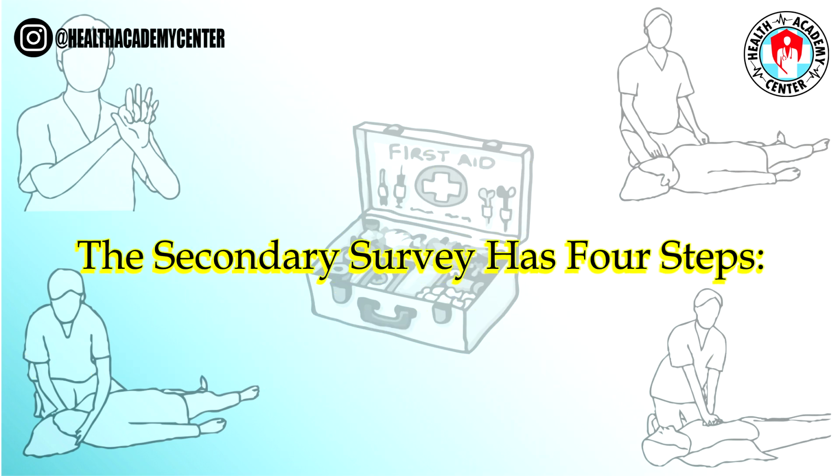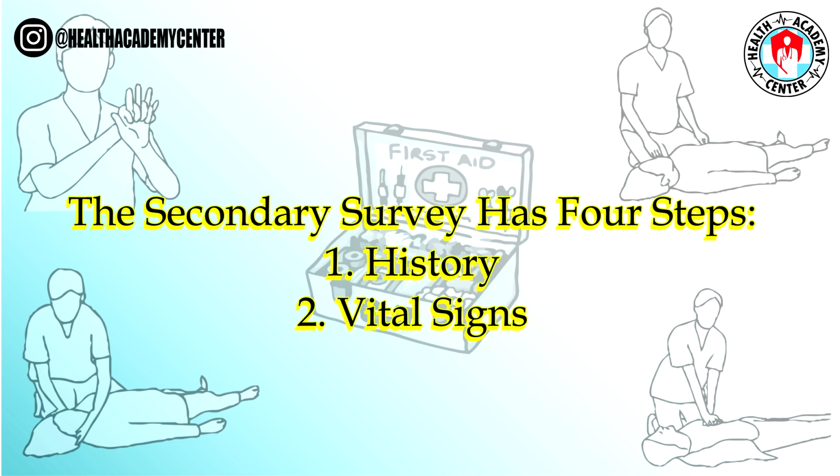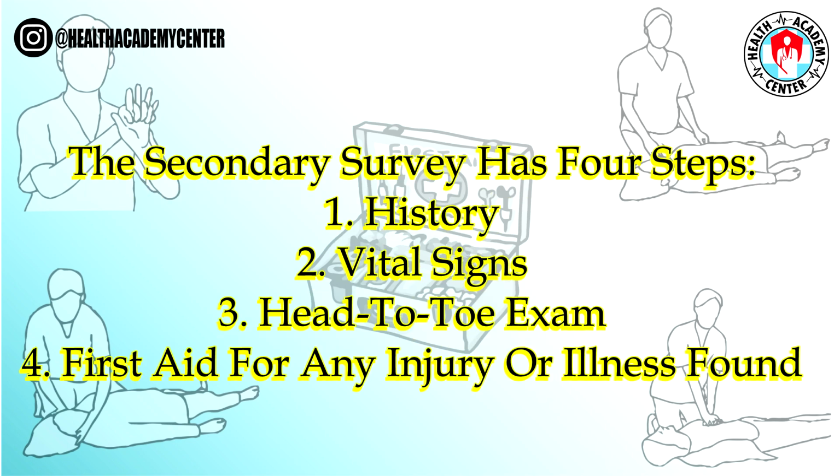The secondary survey has 4 steps. 1. History. 2. Vital signs. 3. Head-to-toe exam. 4. First aid for any injury or illness found.